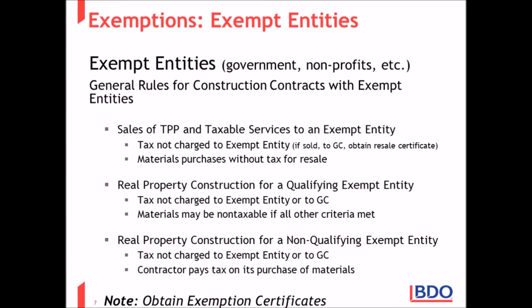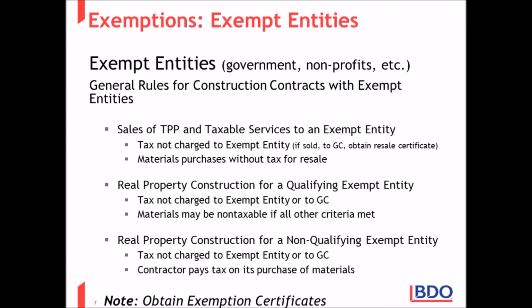So then when we're dealing with exempt entities, there's certain general rules for construction contracts with exempt entities. So first we will discuss sales of personal property and taxable services to an exempt entity. Tax is not charged to an exempt entity when it's personal property or taxable services sold to an exempt entity, and the material purchases may be purchased without tax for resale. And remember, these are the general rules for construction contracts with exempt entities.